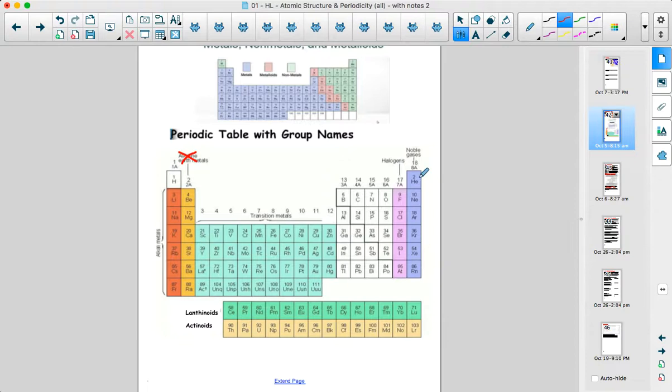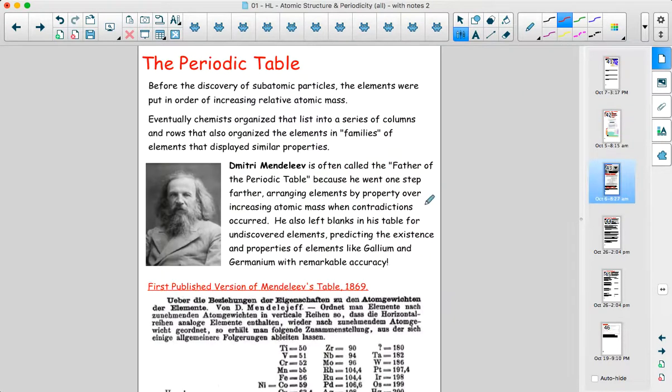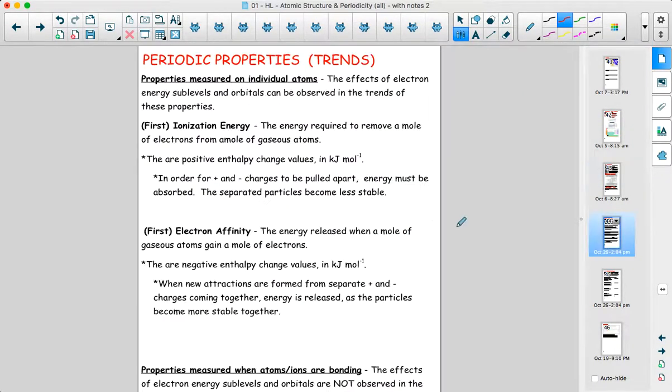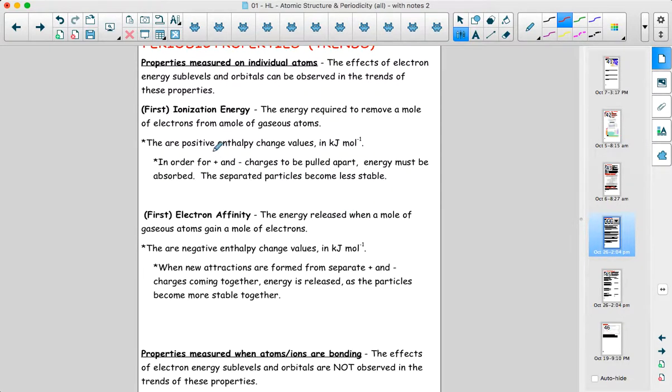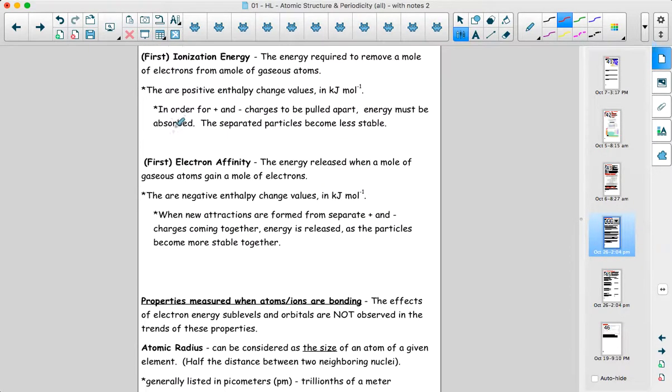Because of its unique organization, we can see and know about these repeating properties, and the term for that is periodicity. Now, there are a number of other periodic properties that we're going to look at. First, ionization energy is a big one. Electron affinity is not as important of a periodic property, really, but we should know how to define it and how to represent it in a chemical equation.